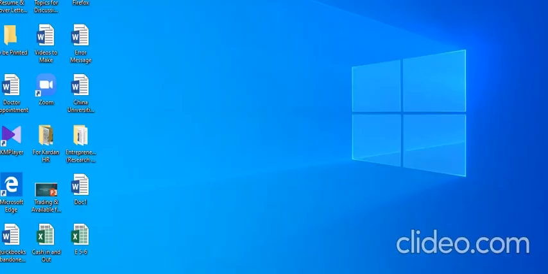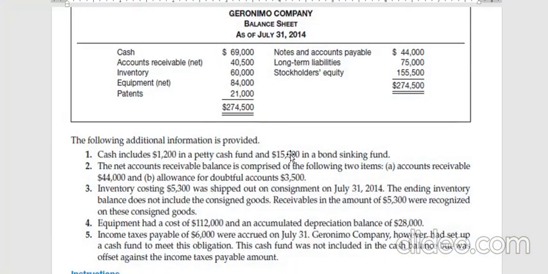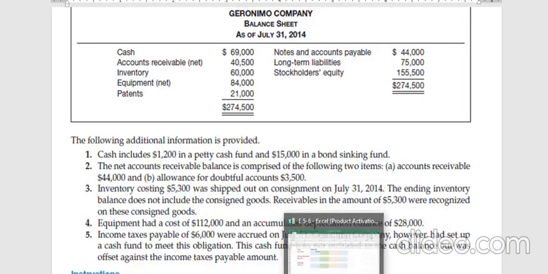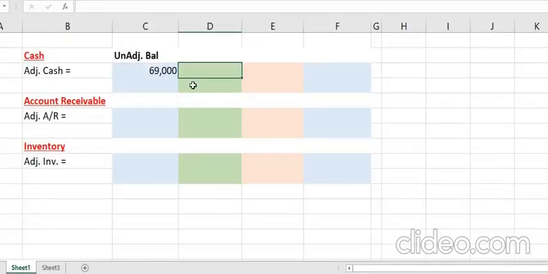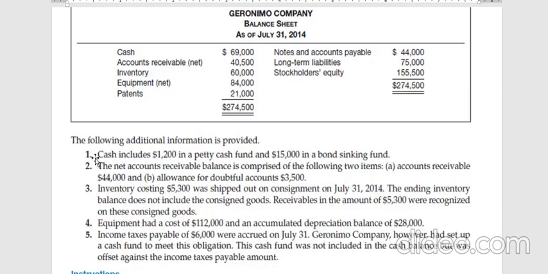Now what adjustment is needed? The adjustment of $15,000 bond sinking fund is needed. This money should not be present inside 69. So if it shouldn't be, then the adjustment will be that I will subtract this 15,000 from the 69. If I do subtract it, that's it. The life is simple. The adjustment will be made. Okay, so this is the adjustment of the first information.